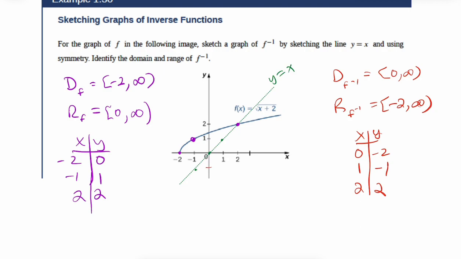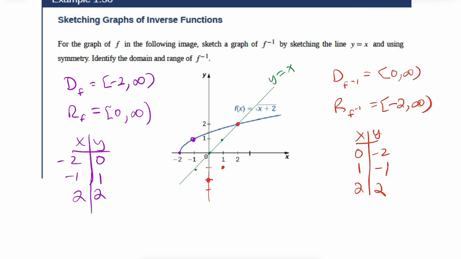Okay, so guys, we're going to need to extend this down here. So do your best to get that. Our first point is 0, -2. Put it on there. Our next point was 1, -1. Put that on there. Our next point was 2, 2.